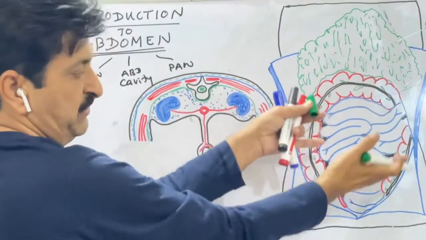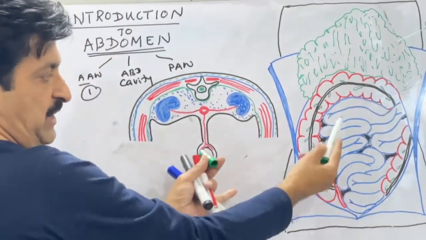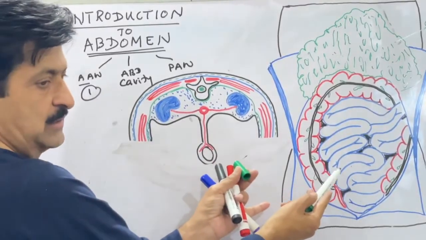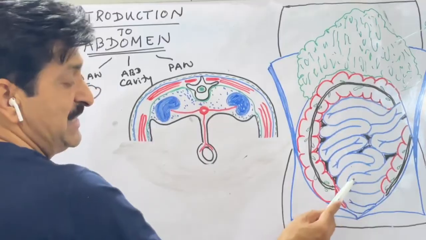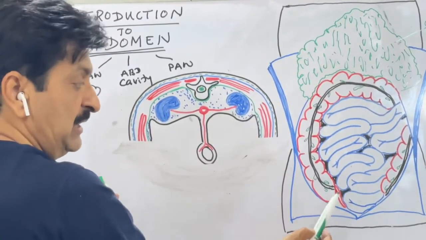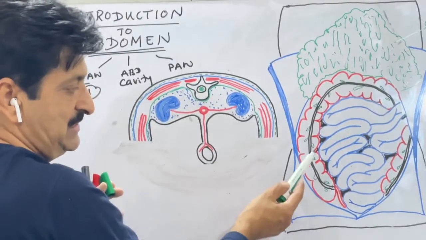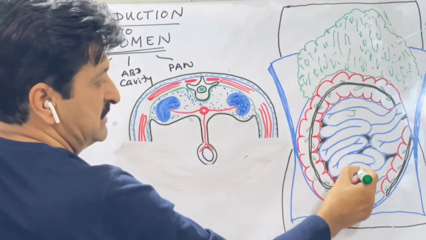And the greater omentum is in fact covering the central part of your abdominal cavity, where suspended are these coils of jejunum and ileum here. You see all these coils of jejunum and ileum in the center. And when the ileum finishes here at the right iliac fossa, the large intestine starts. So you see, this is called the jejunum, and this is called the ileum.